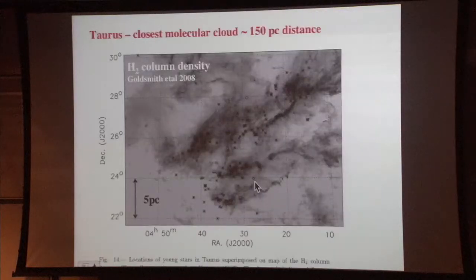Okay, now moving down to smaller scale structure, just to wake up Paul Goldsmith in the second row. This is a paper by Goldsmith et al. studying the Taurus molecular cloud. And on top of this grayscale image are superposed the positions of young stellar objects, which they use to estimate the star formation rate as a function of column density of gas. This is column density, I believe, deduced from 12CO and 13CO.